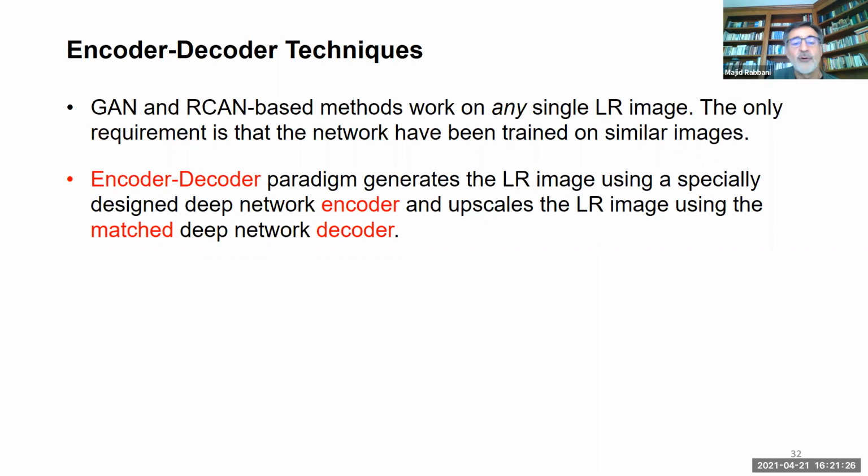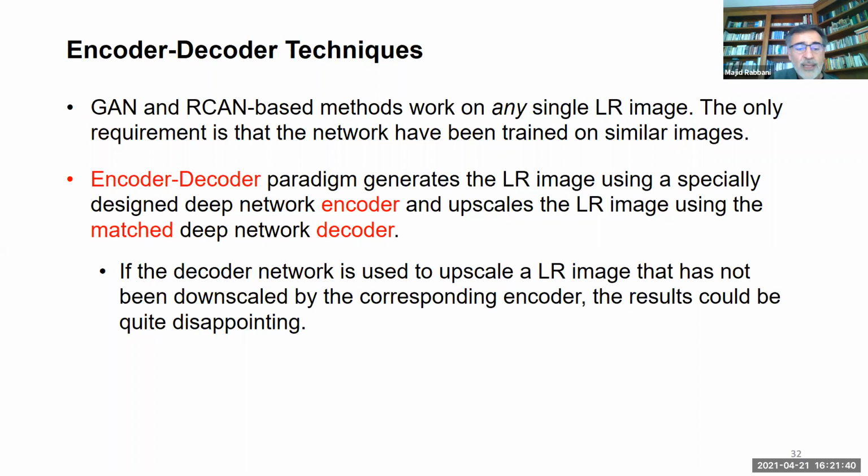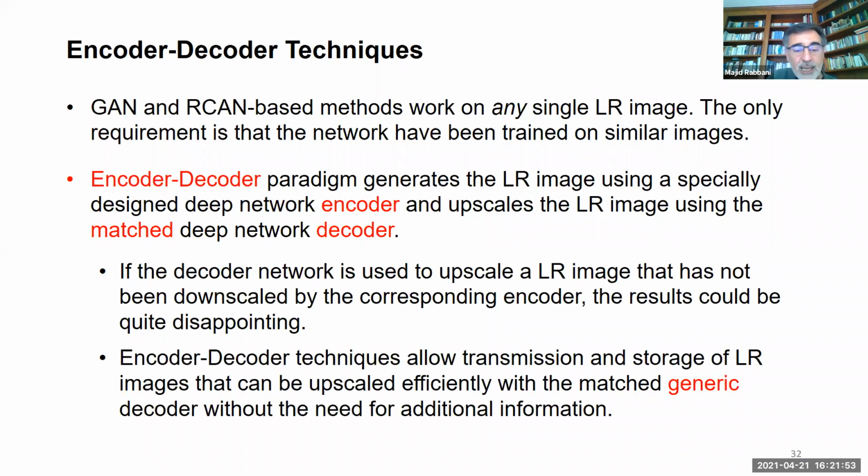If you put that decoder on your cell phone, it will take as much space as an uncompressed HD resolution image will take on your cell phone. So, you know, it's really good stuff, okay? So if the decoder network is used to upscale a low resolution image that has not been downscaled by the corresponding encoder, the results could be quite disappointing, as I will show you, okay?